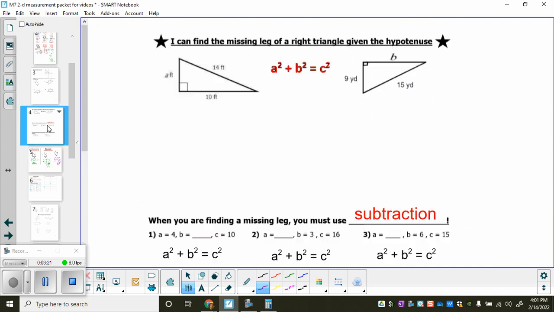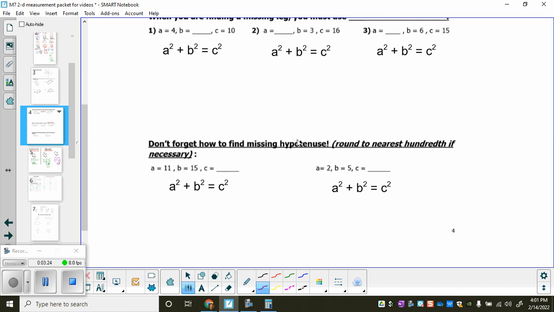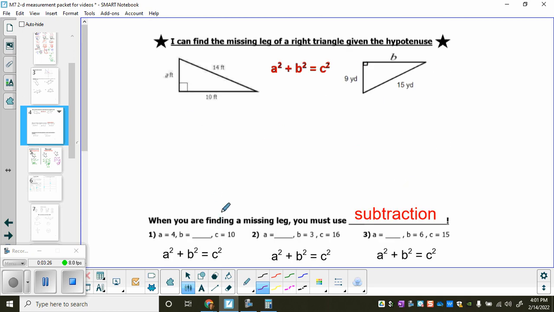All right. So now we're here in your packet. We're on page 4, so make sure you're with me. And again, you can see the I can statement at the top. Now we're going to be focusing on how to find one of the missing legs if you've been given the hypotenuse. Friendly reminder, just in terms of the vocab, that the hypotenuse is always the side that's across from the right angle. So here's my right angle, which means the hypotenuse is this 14 right here. In this one, that's my right angle, and so the side across from it is the 15. So you can see in these shapes, I've actually given you the hypotenuse, and you're missing one of the sides that makes the right angle, that leg. Okay?